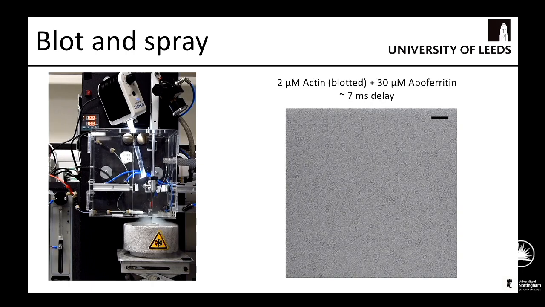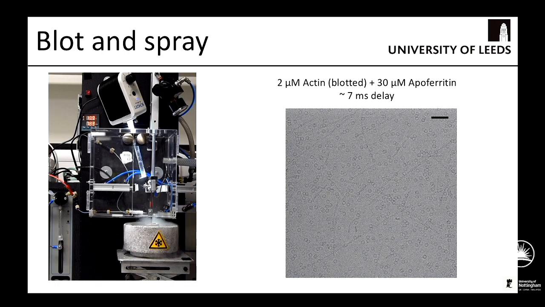It doesn't work as well, but that's no surprise, because you've already blotted the grid, so you've already got a certain ice thickness, and then you've sprayed on more solution, so you've just increased the ice thickness. We've played around with this a little bit, but at the moment this is very much parked to the side, because I think this is an approach that might be useful for some proteins, but we've got so many other things to do. We've not really taken this forward much more, but the capability is there if we do want to go back to it.